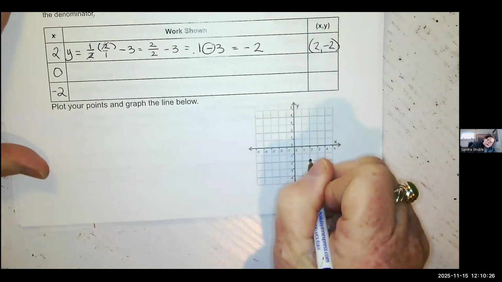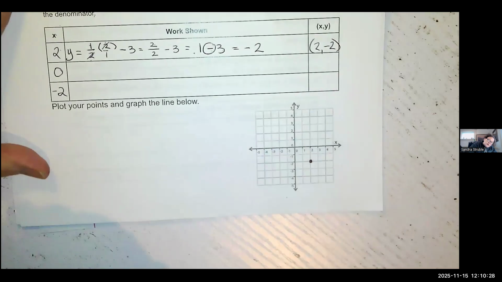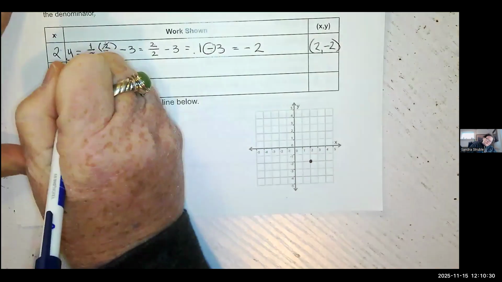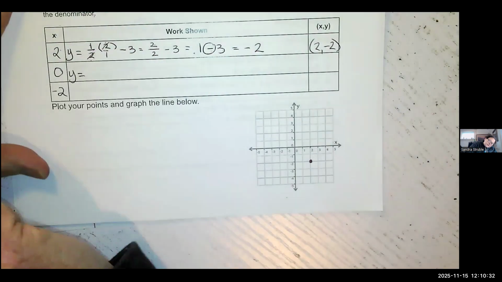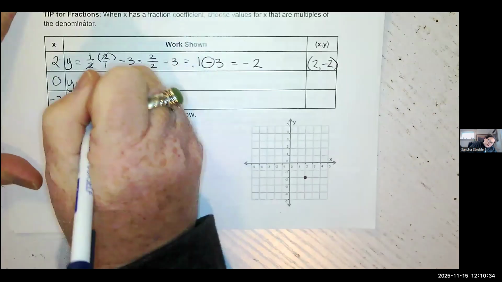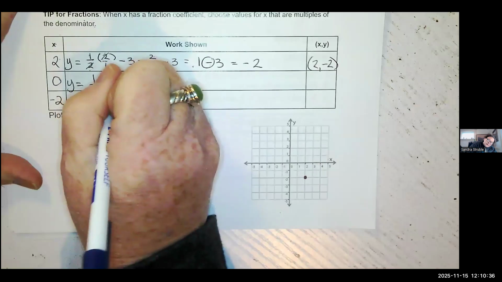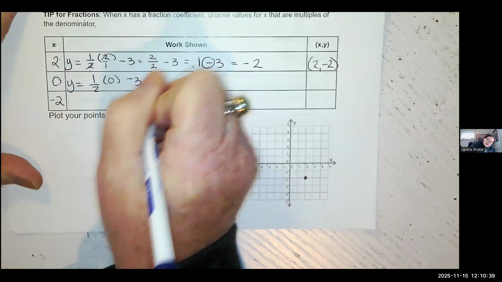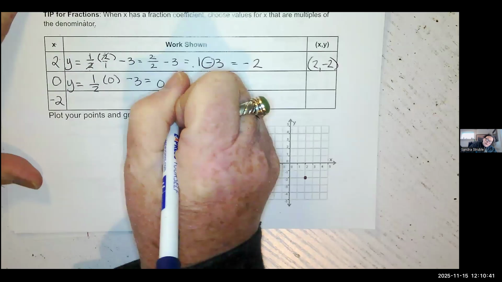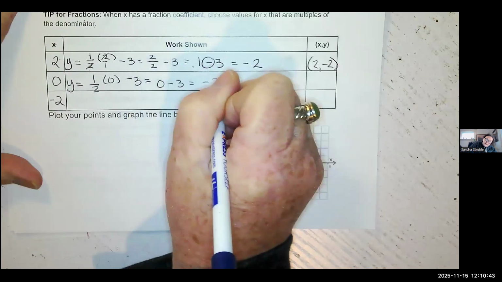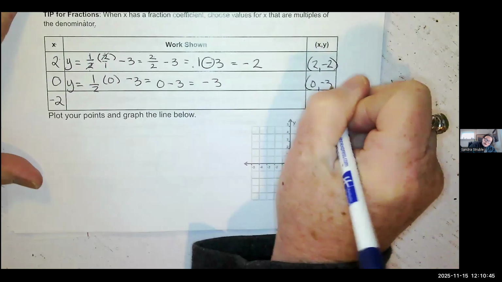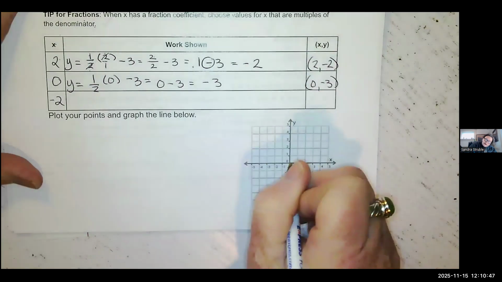All right. Now, if you haven't paused, please pause the video at this point and do the next two yourself. 1/2 times 0 minus 3. Anything times 0 is 0. Minus 3 is -3. So my ordered pair is (0, -3). Don't go left or right. We're just going to go down 3 and place our point.